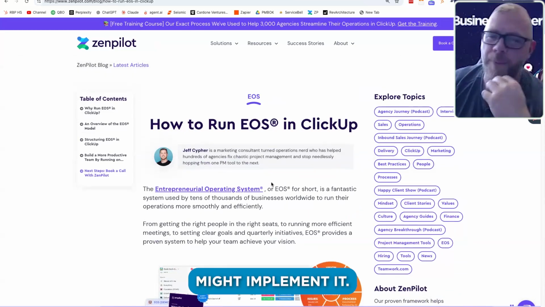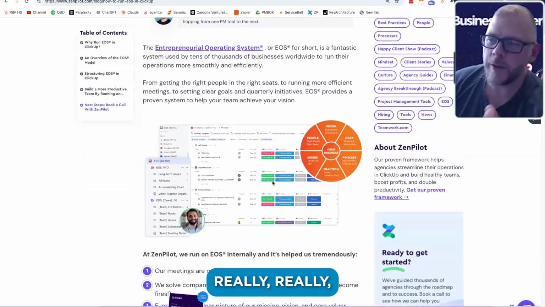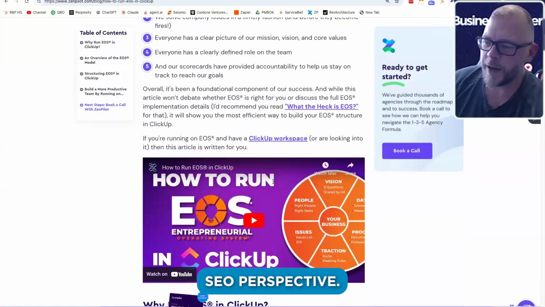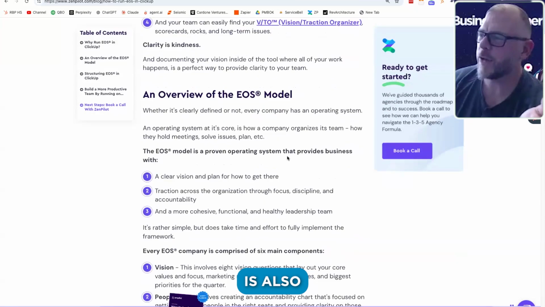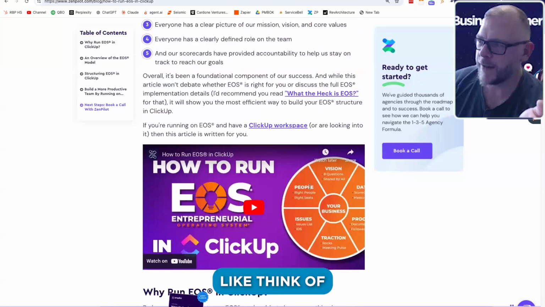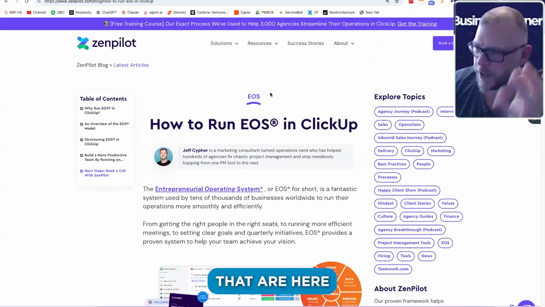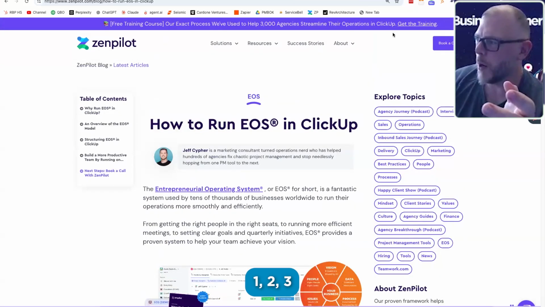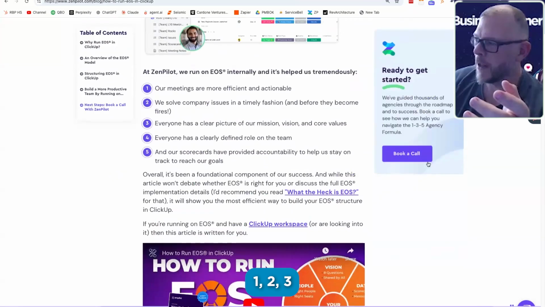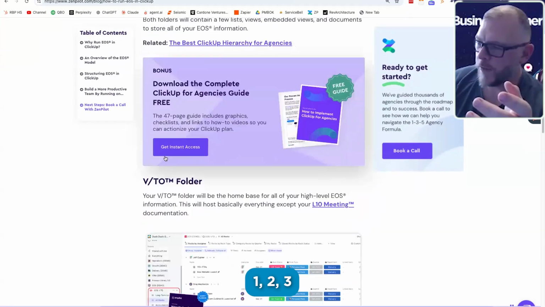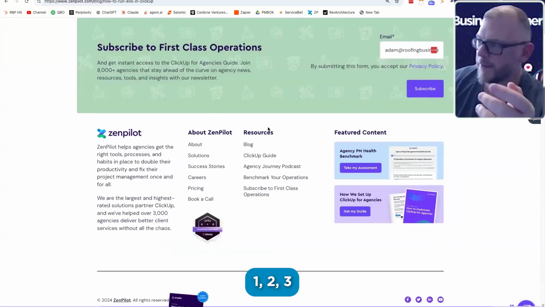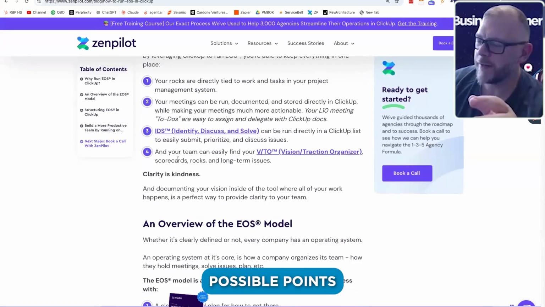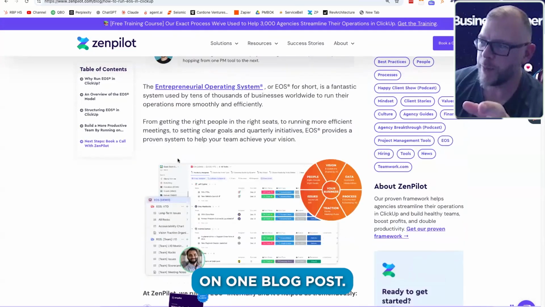And maybe they might implement it. But this would be really, really, really well written from an SEO perspective. However, on this blog, everything about it is also highly conversion rate optimized. Like think of all the calls to action that are here on this blog. 1, 2, 3, 4, 5, 6, 7, 8. 8 possible points of conversion on one blog post.